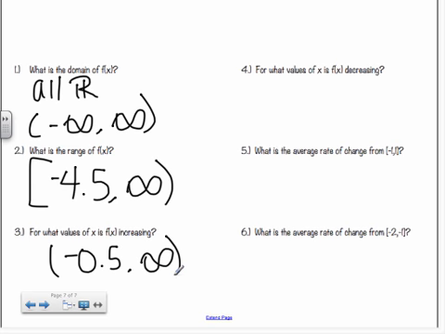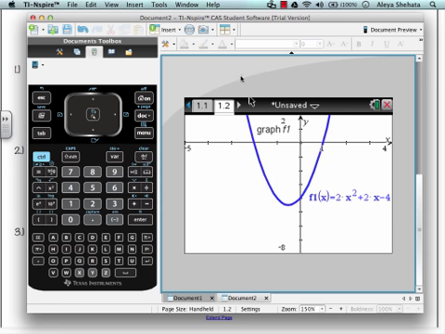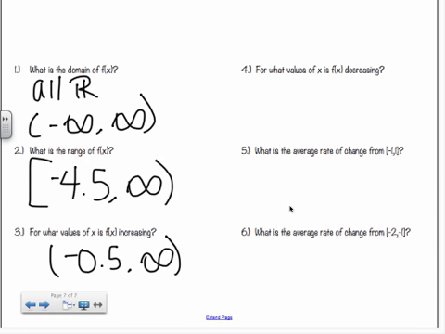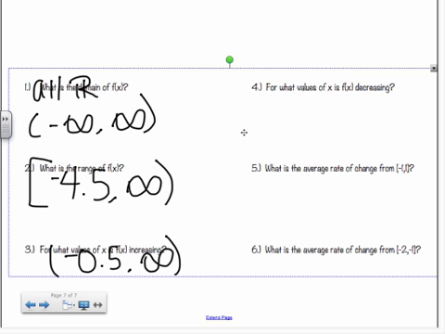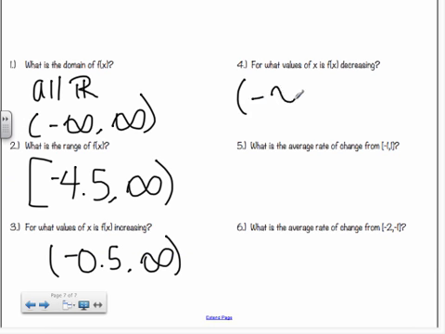Okay, so for what values of x is f of x decreasing? So let's take a look at this right here. It's decreasing starting from negative infinity all the way until I get to my vertex. So it occurs at the x equals negative 0.5 value. So I'm going to say right here that it is decreasing from negative infinity to negative 0.5. So negative infinity to negative 0.5.